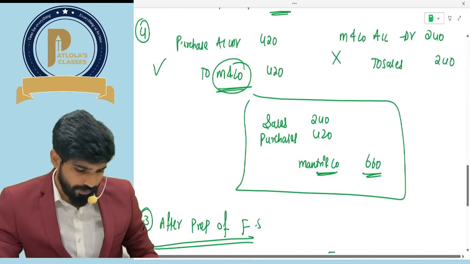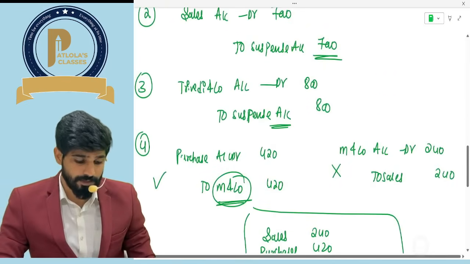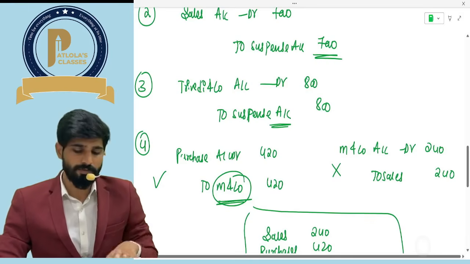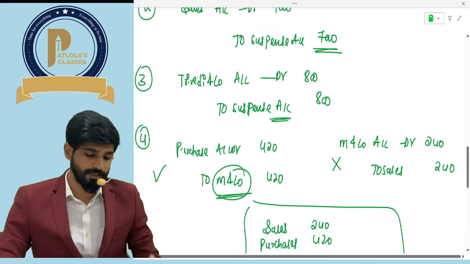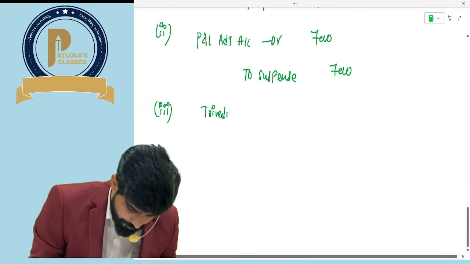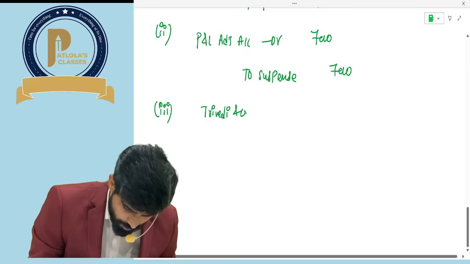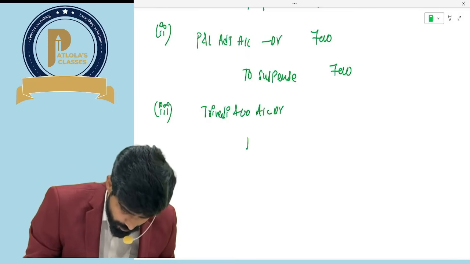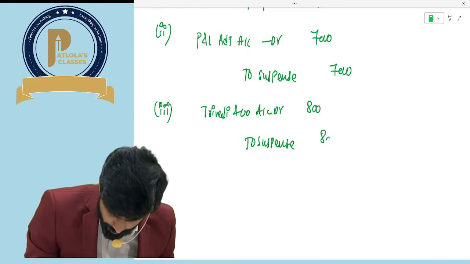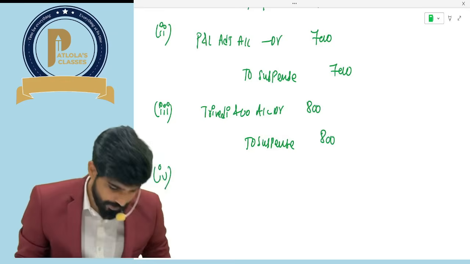And in the third case also it will be the same. What was the entry in the third case? Entry in the third case is Trivedi and Co to Suspense. Since there is no nominal account involved, the entry will be the same in the last stage as well. It will be Trivedi and Co account debit to Suspense. How much? 800.